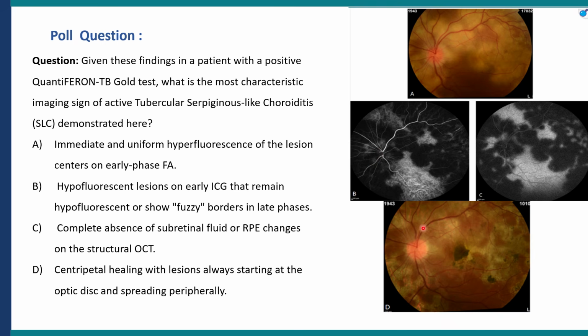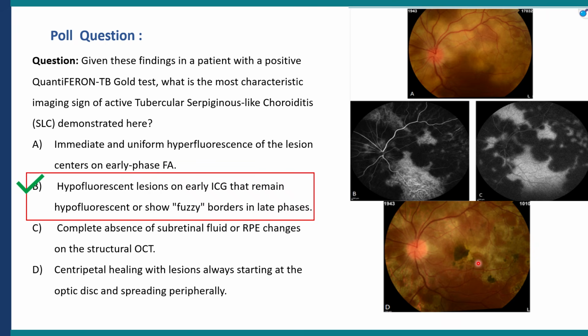Now, this is the picture after treating these patients. As you can see, the pigmentation and the healing process. So this is before the starting of the anti-tubercular treatment, and this is by the end of the use of anti-tubercular drugs as well as steroids. So there will be areas of pigmentation. So this indicates old healed serpiginous choroiditis.